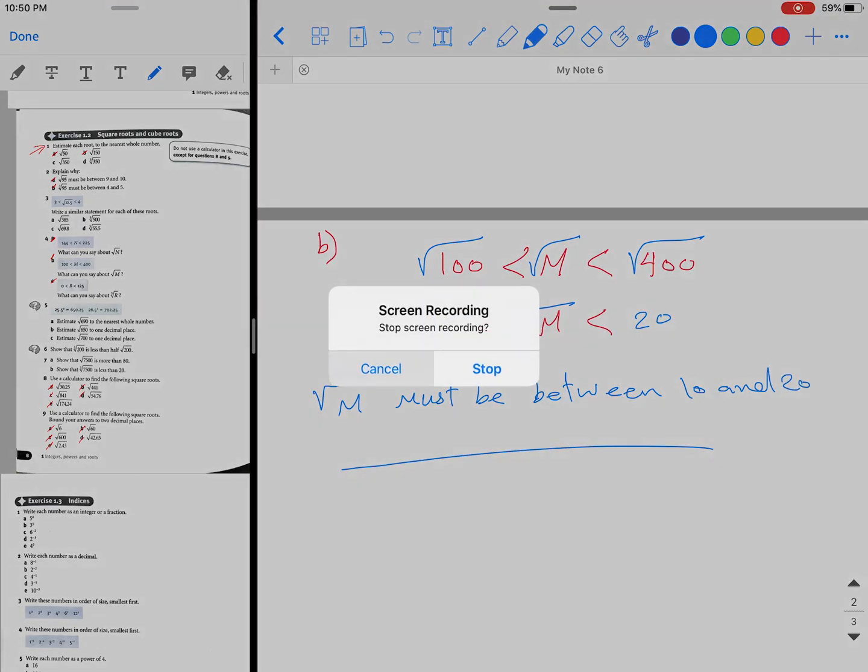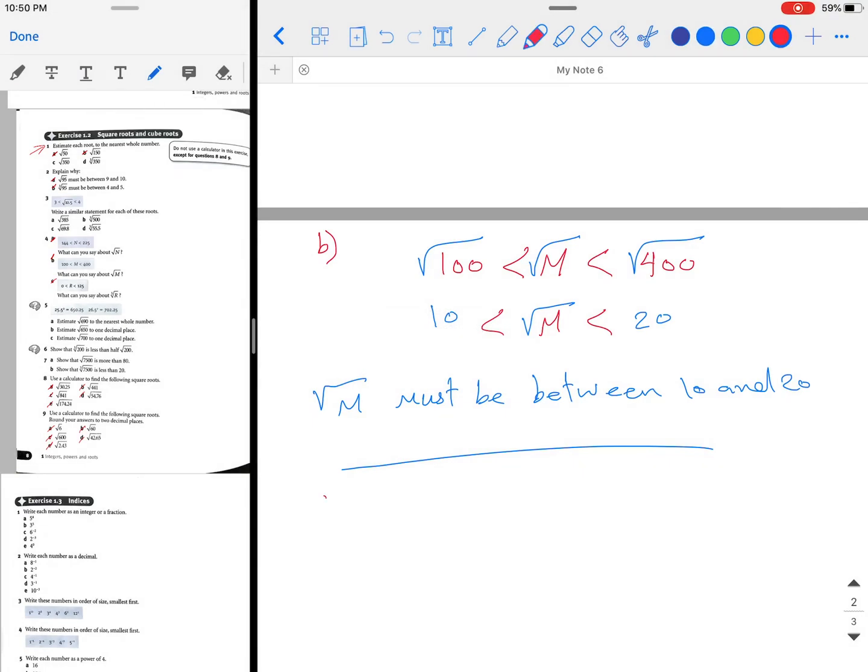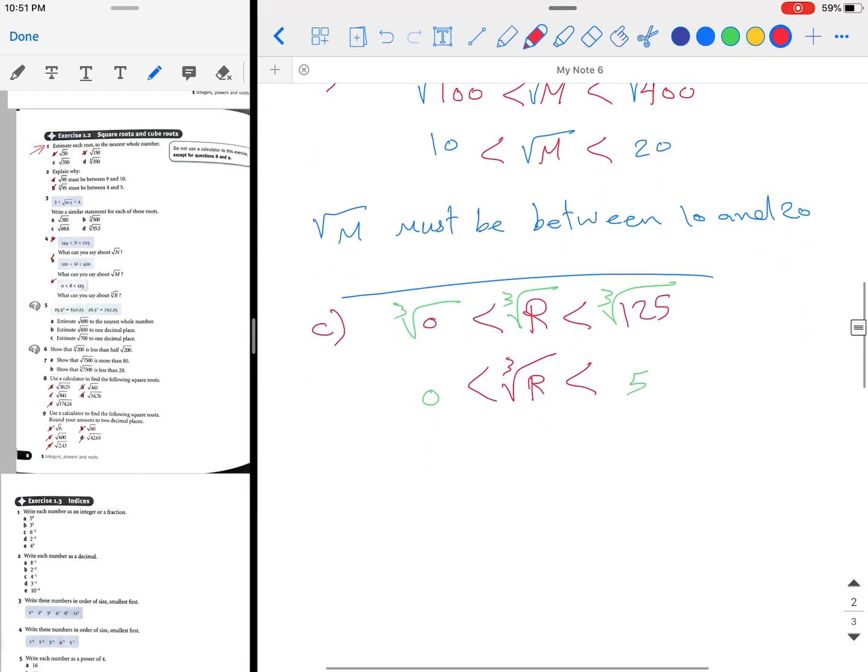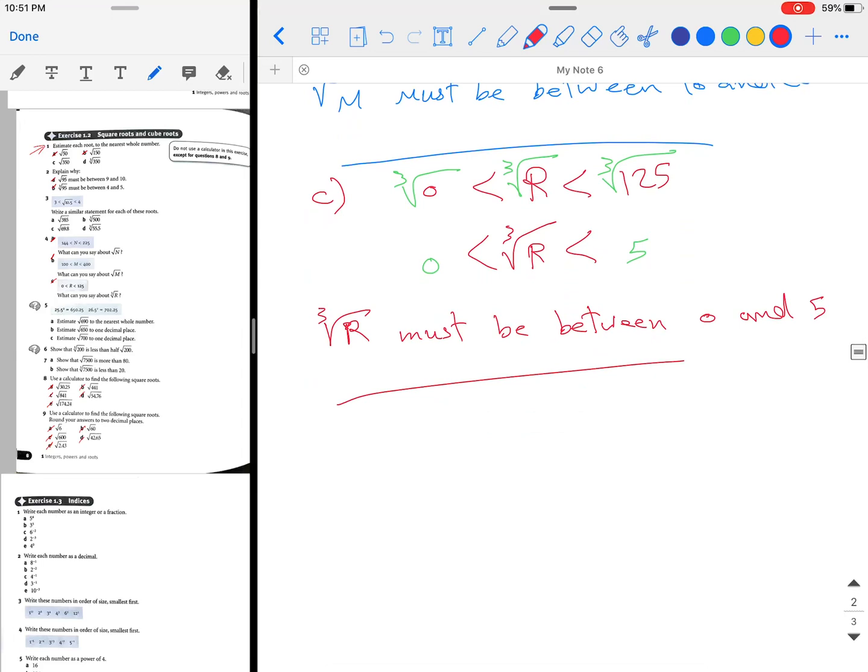The same idea for letter C, but actually here we need a cube root. Here he said r is between 0 and 125, and I need to take the cubic root because he asked me about the cubic root. Of course the cubic root of 0 is 0 and the cubic root of 125 is 5. We know that. So the cubic root of r must be between 0 and 5. Okay, its value must be between 0 and 5.